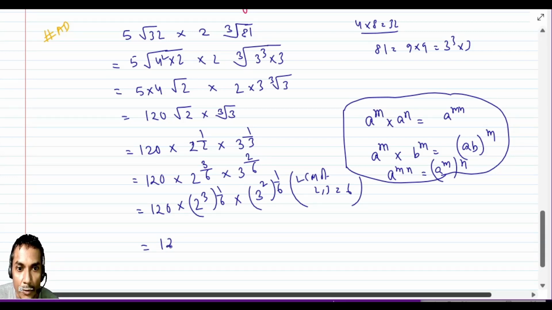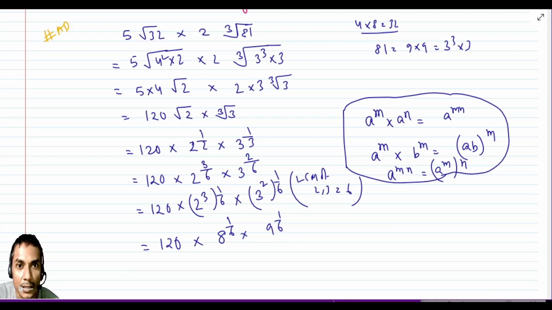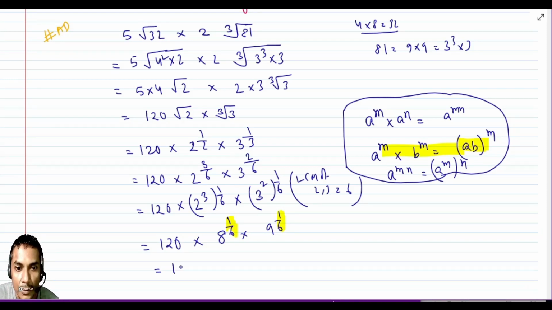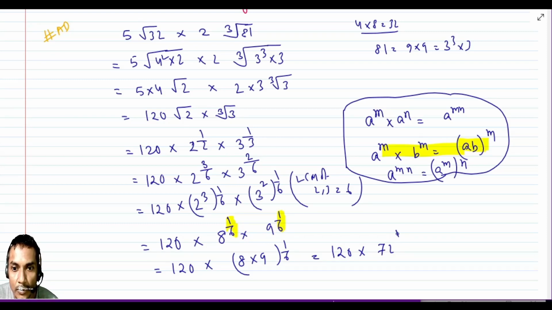Okay, then what do we have to do? 120, 8 to the power 1 by 6, and here it is 9 to the power 1 by 6. Now look at this. So m is actually any natural number. So here the power is actually the same, 1 by 6 and 1 by 6, so we can apply this one. Is it clear? So 120 into 8 into 9 to the power 1 by 6. So 120 into 72 to the power 1 by 6.